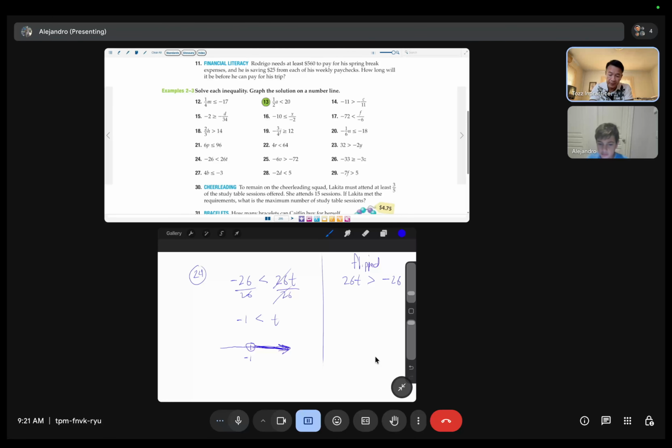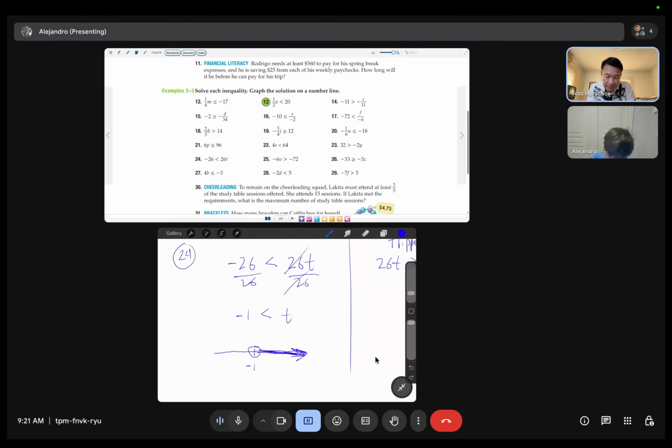So if you don't flip, because you don't have the variable on the left side of the inequality symbol, therefore you have to graph pointing the arrow opposite the inequality. Is that okay? So I wanted you to see it. Sometimes they do it this way, sometimes they do it. It depends.